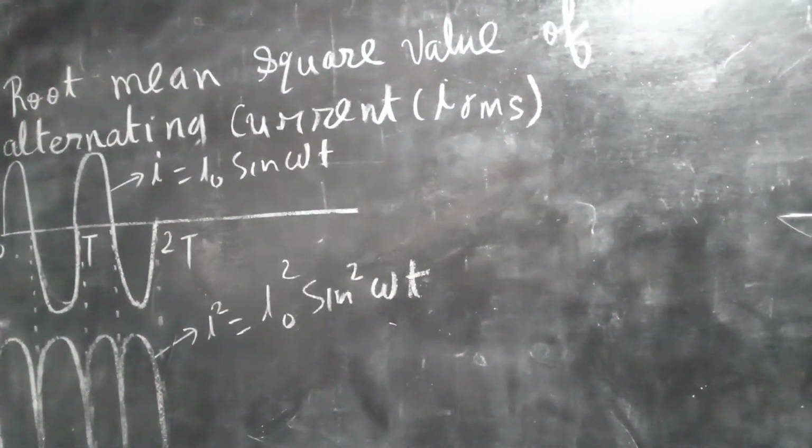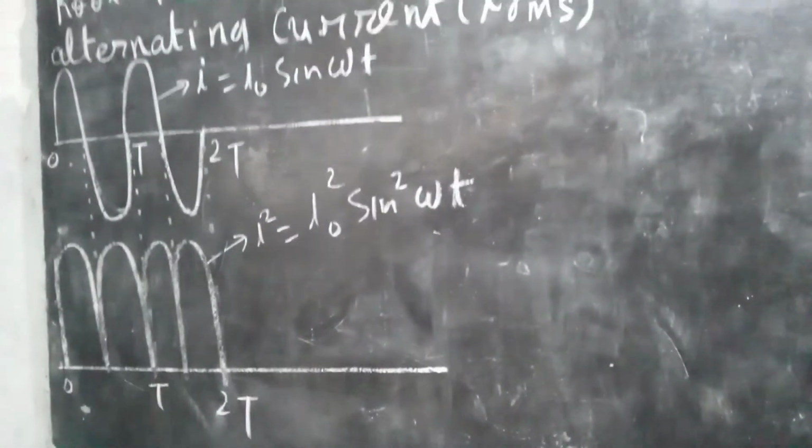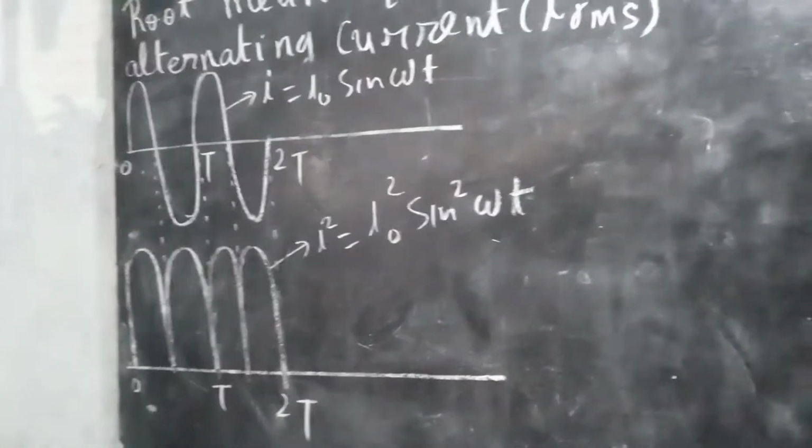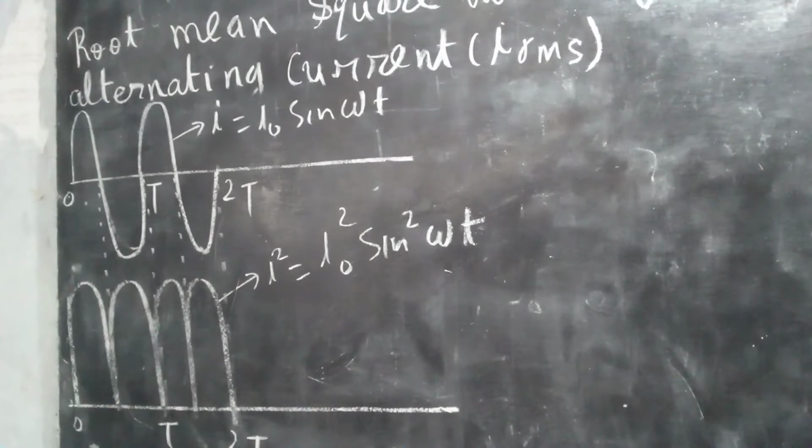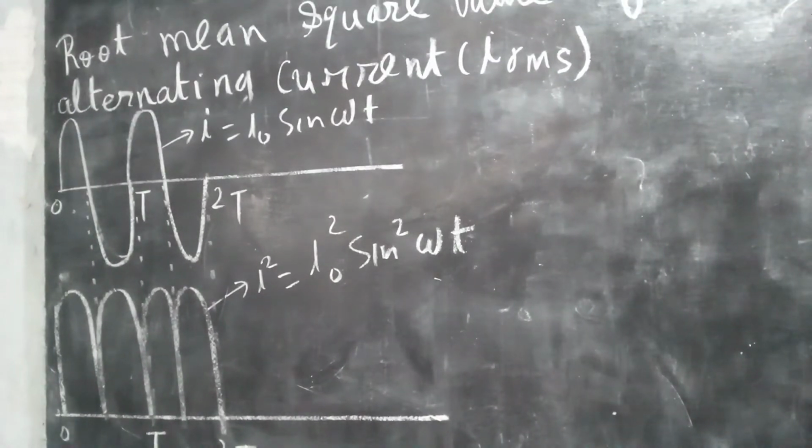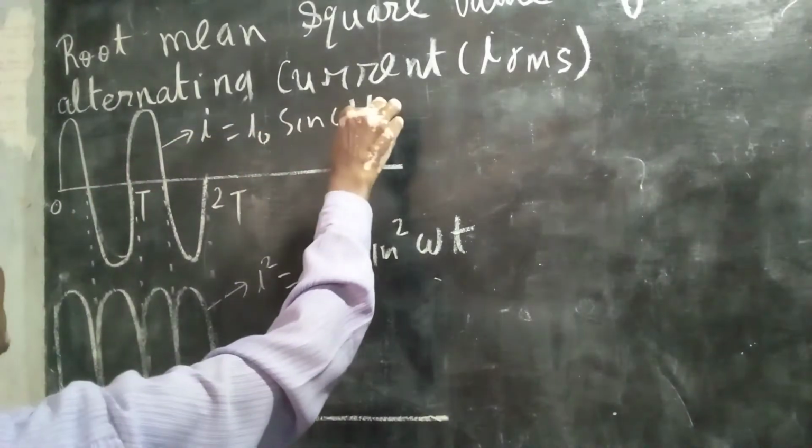Root mean square value of alternating current. Heading: root mean square value of alternating current, I RMS. Alternating current at any moment t is given by the equation I is equal to I0 sin omega t.